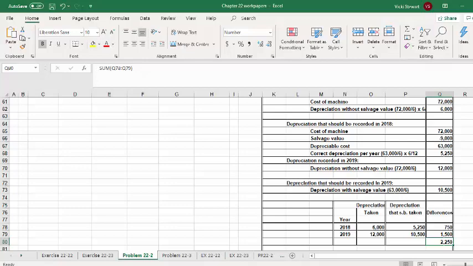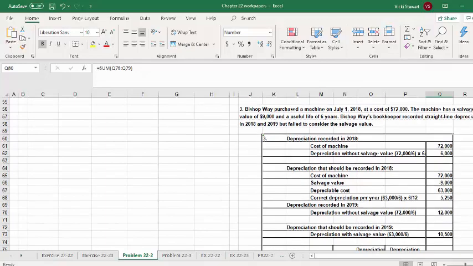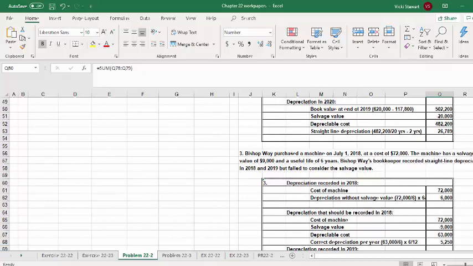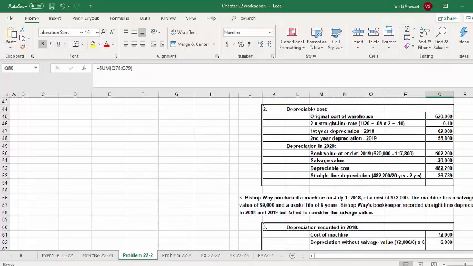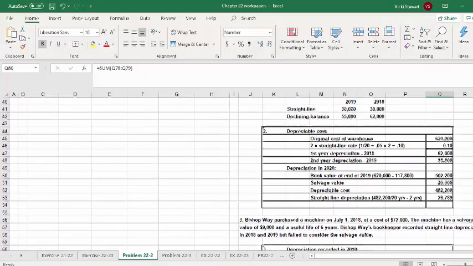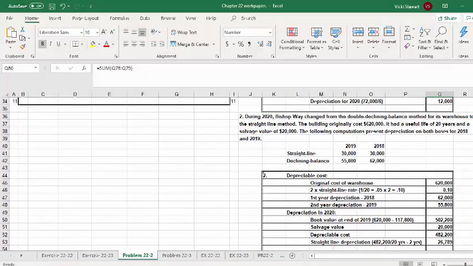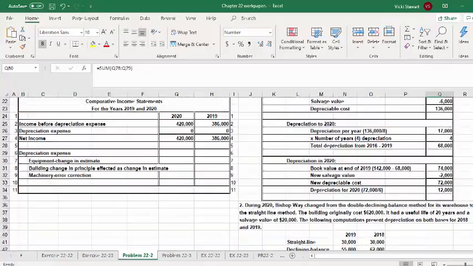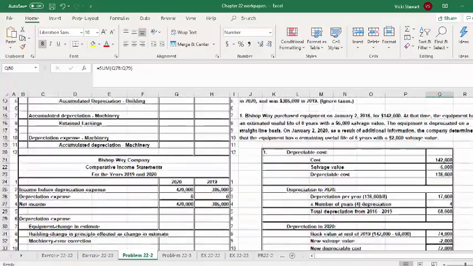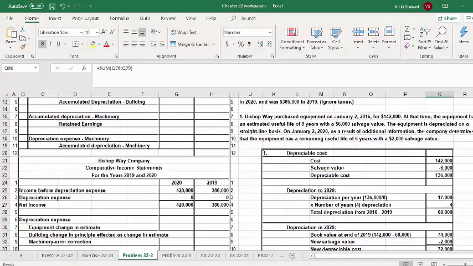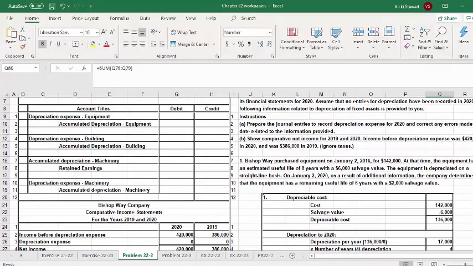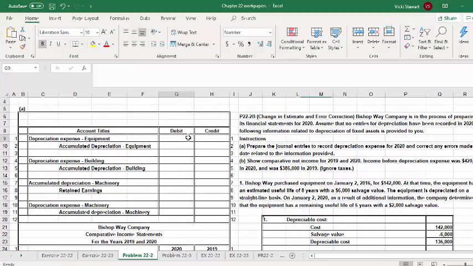So those are the calculations for the depreciation for the 3 scenarios. Number 3 is an error correction. Number 2 is just a change in method, which would be a change in estimate. And the first one is also just a change in estimate. So we can now record our journal entries for the depreciation expense.